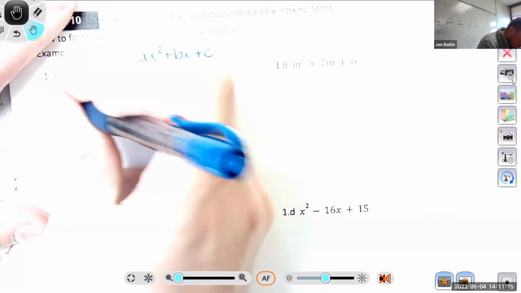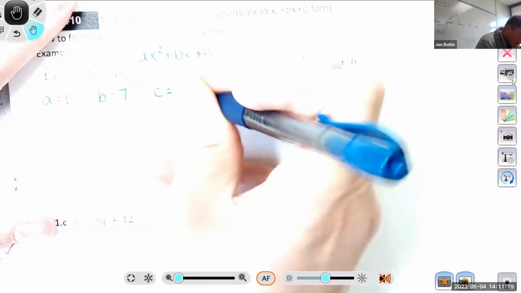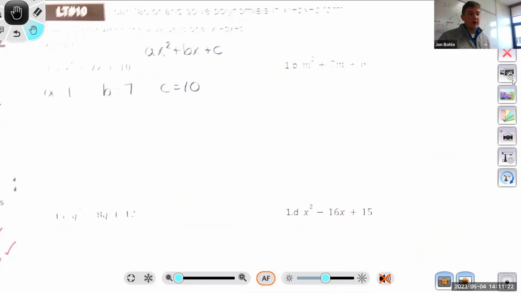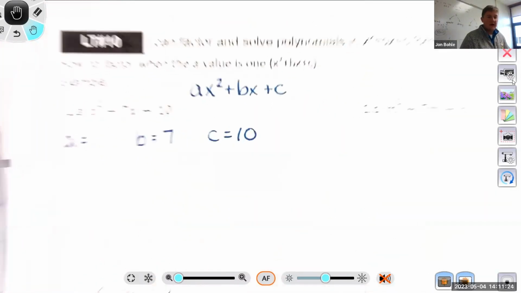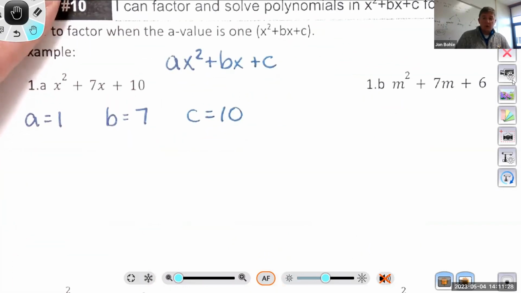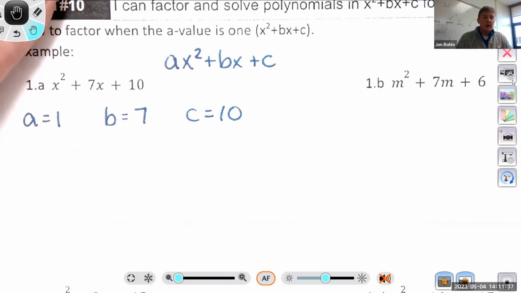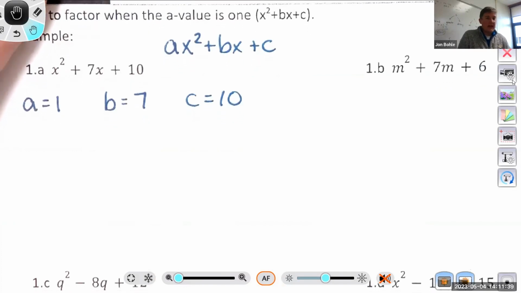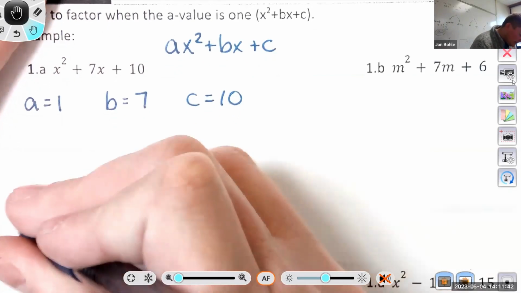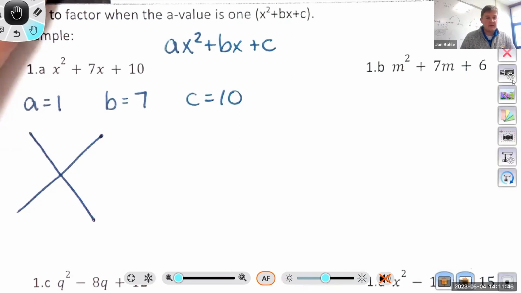A value is 1, B value is 7, and C value is 10. Okay, so if I look at this, if there's no number next to the x squared, that means the A value is 1. And what we're going to do is called the X method of factoring for us. It may be different. Again, if you're getting help from home, it might be different, and if that works for you, it's totally okay. You can take any methods here, but this is just the method that we use. So this is going to be what we're going to call just the regular X method.